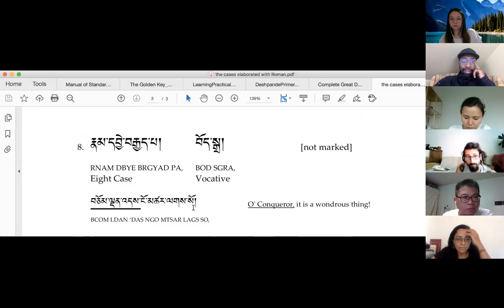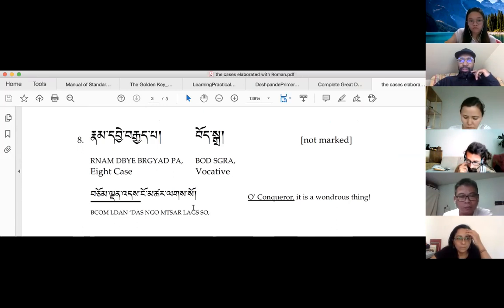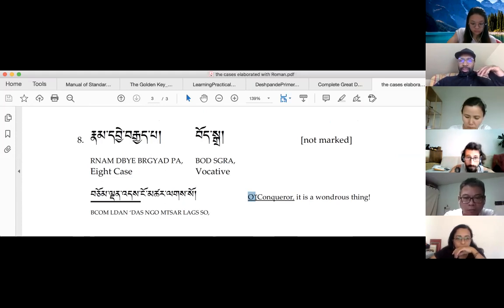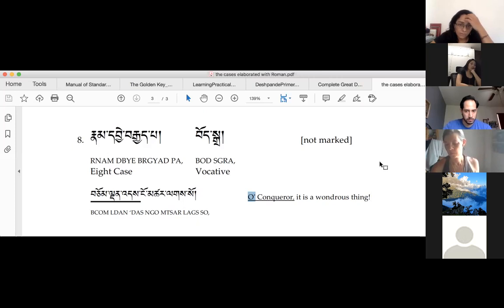And then lastly is the vocative case, which we mark in English with this O. We don't use it much. In Tibetan, it's not marked. In Sanskrit, it is apparently. But we've had it a lot in our medicine Buddha text if you've been in those classes. And it's not marked, right? It just says jampel. How do you know that it is the vocative?